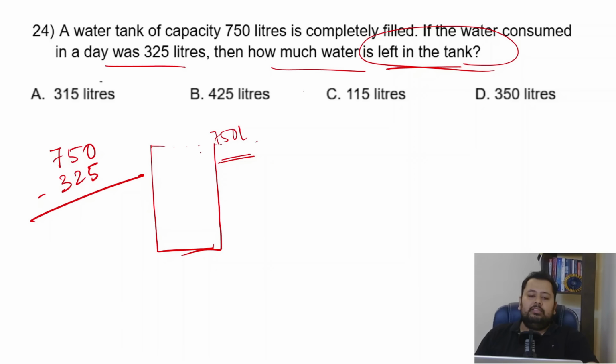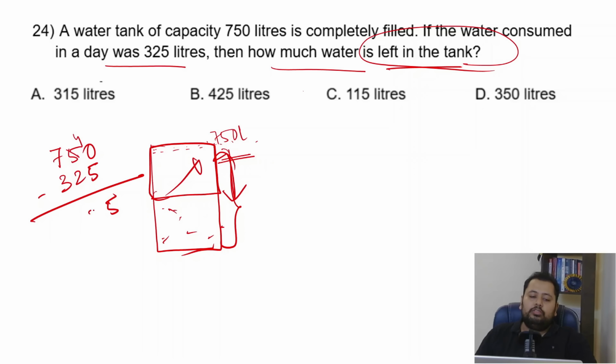So a tank has 750 liters of water, out of which 325 liters has been consumed. Now how much is left? It is nothing but subtraction, right? 750 minus 325. So this becomes 5, 4, 2, and 7, 3, 4, right? 425 liters is left. So option B is your correct answer.